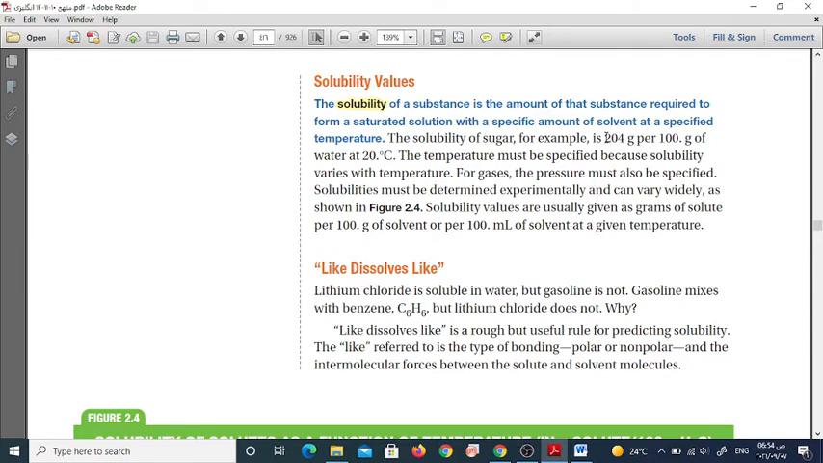204 grams of sugar can be added to 100 grams of water at 20 Celsius. What does this tell us? This statement tells us that at 20 Celsius we can dissolve 204 grams of sugar in 100 grams of water. In this case, we will get a saturated solution.